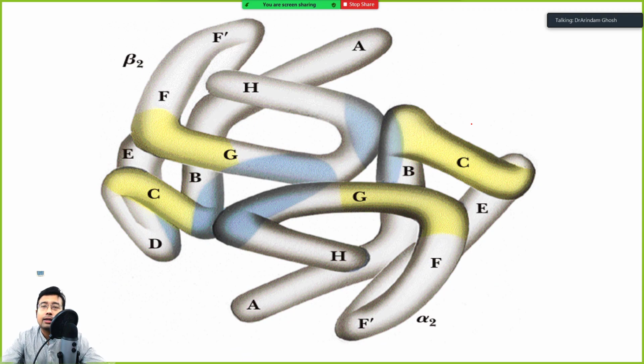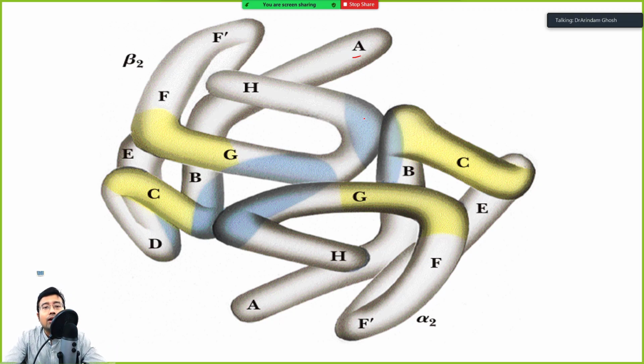This is how they look. Again, you don't need to remember or draw, nothing. Just remember they are named as such: A, B, C, D, E, F, G, H. Actually, the A, B, C helices are towards the surface and E, F, G, H are generally at the core.